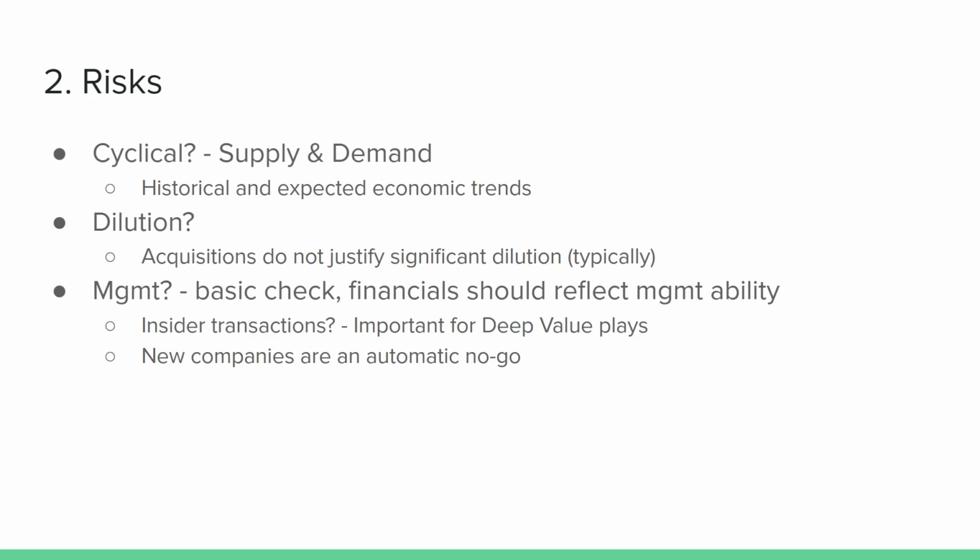Last risk, management, perhaps the biggest risk sometimes. I just do a basic check because financials should reflect management ability. Again, we want to look at consistency of the company's performance over the long term, right? Over at least the past 3 years. Insider transactions can be a good indicator. This is important for deep value plays as well.